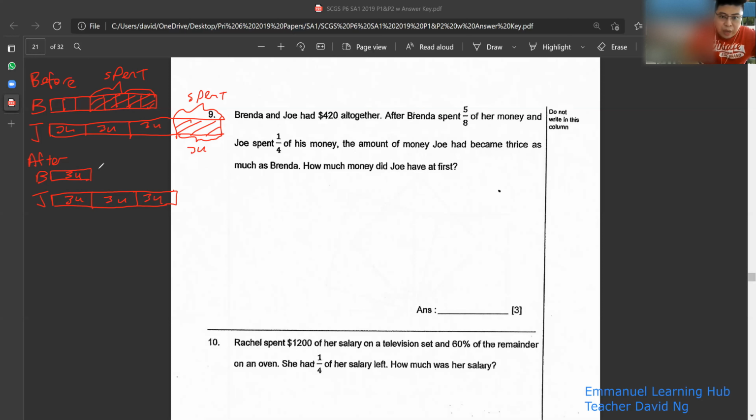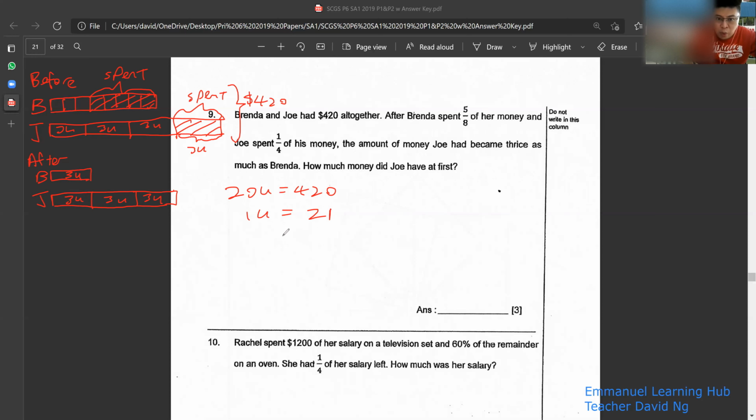All right. So now you can find out how many units there are together, because Brenda and Joe combined is 420. So here there are 12 units, 3 times 4 is 12. 12 plus 8 is 20. So 20 units is 420. So 1 unit, you ask good friend calculator. Calculator will tell you it's 21. So 1 unit is 21.